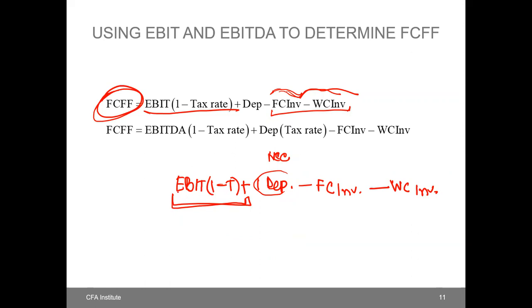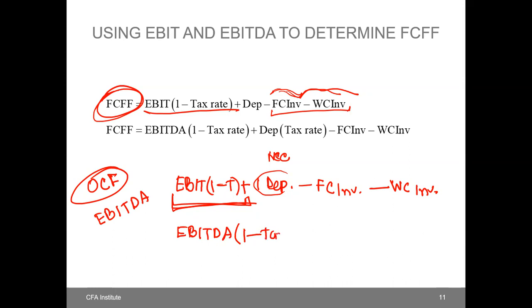Now, instead of taking the EBIT, a more precise definition of cash flow is the EBITDA. If we take the EBITDA and it is after tax, in that case, we do not need to add back the depreciation. What is the reason? Because depreciation and amortization has not been subtracted. It is before charging the depreciation and amortization. But the other two things are the same here. Okay.